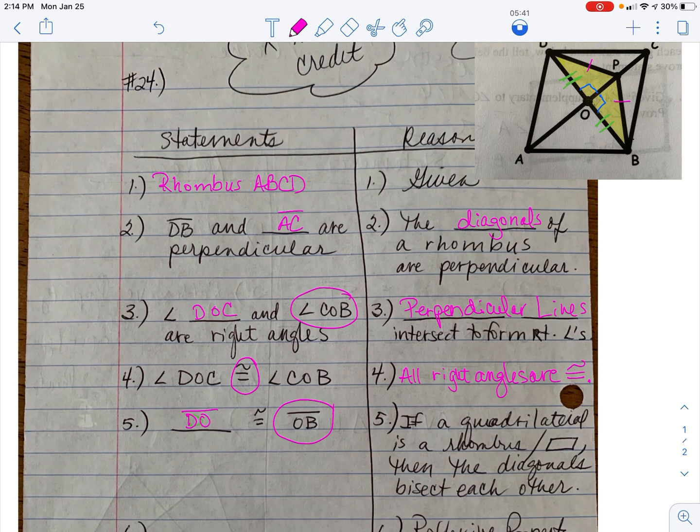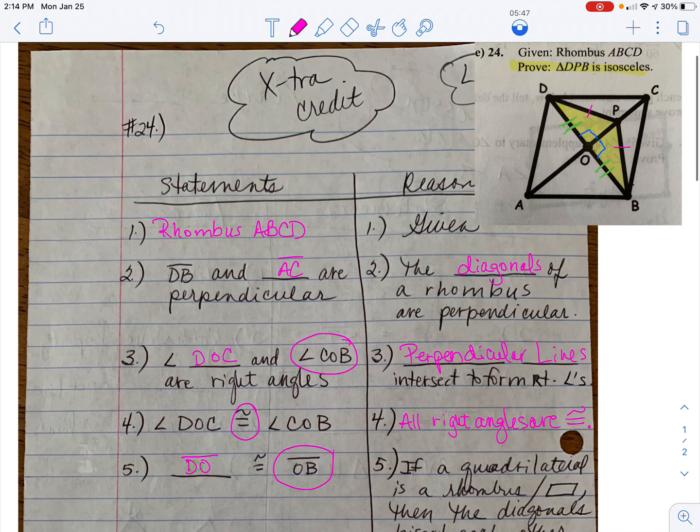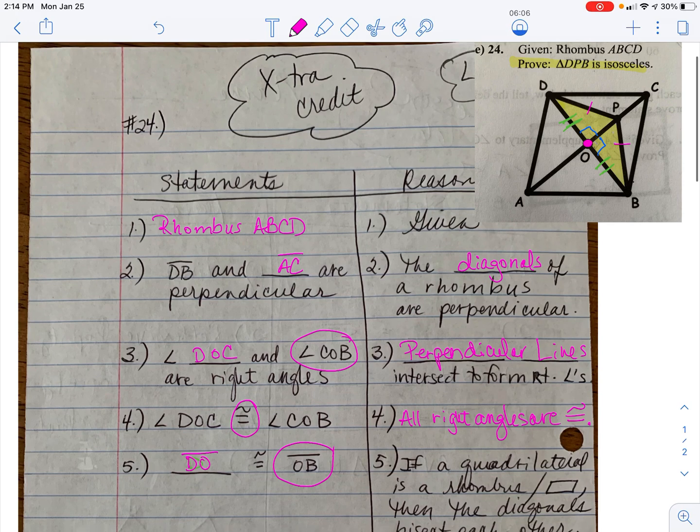If a quadrilateral is a rhombus or parallelogram, but in the specific case, a rhombus, then the diagonals bisect each other. Remember, that means right at that center point that I'm going to color in pink up here in the diagram, that intersecting point of those diagonals, it has created equal line segments because it comes right through the middle, creating 2 line segments that are congruent. Okay, so far, it looks like we're getting somewhere.